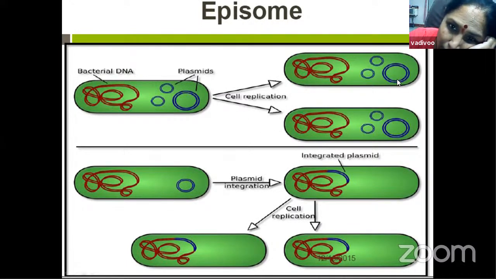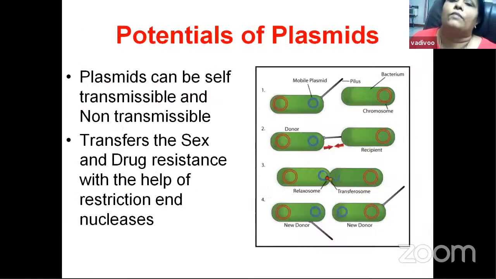During cell replication, plasmids replicate independently, but when a plasmid becomes integrated with the chromosome, it is called an episome. So they are dependent on the chromosome for replication; simultaneously, they replicate with the chromosome. Okay, so these are the properties of plasmids: they can be self-transmissible, and they can be non-transmissible as well.